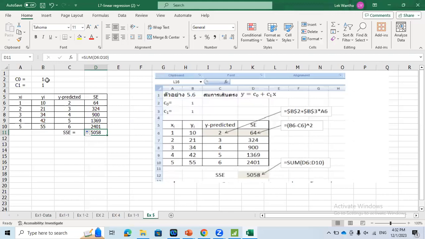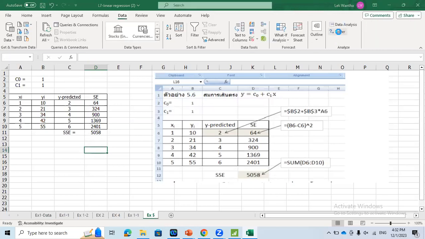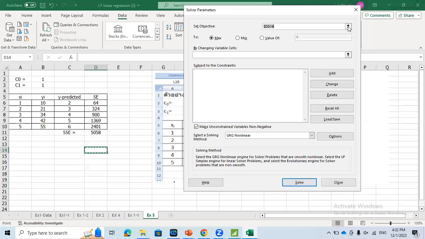You go to Data, then Solver, like this. Okay, you pick the objective. Objective means we would like to optimize, or set this value equal to 0. Right? Set this equal to 0. Okay, you select this cell. This cell we need equal to 0.